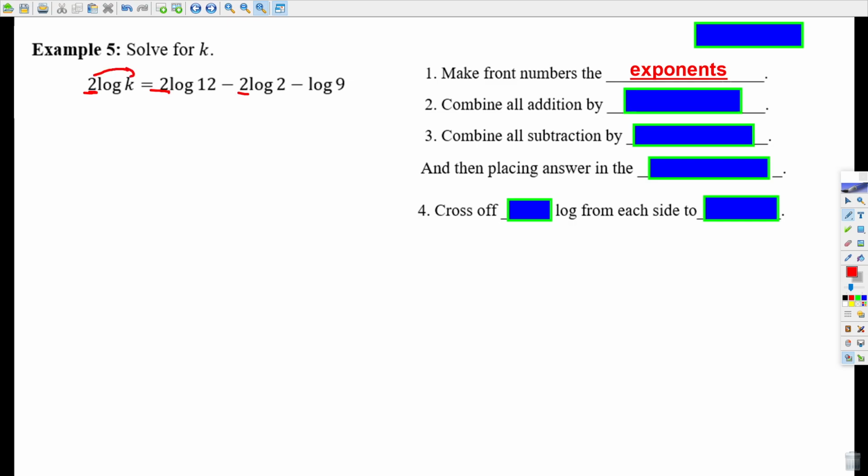We're going to change this to log of k squared. This one goes up, becomes log of 12 squared. Now this is a little tricky here whenever you see the 2 and a minus sign. I only want the number. I'll keep the minus sign there. I just want the number to come up. So log 2 squared. And this last one does not have a front number, so we'll keep that the same. And by the way, all these bases, to make it a little easier, I made them all 10. So we don't have to keep writing the base number.